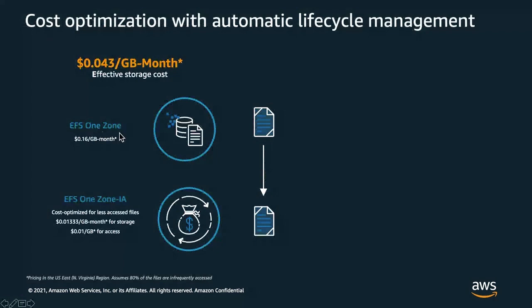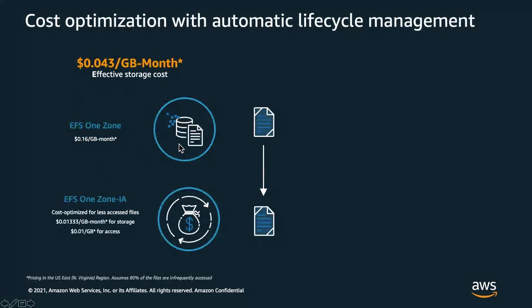So if you think about EFS One Zone, the effective cost is $43 per terabyte month, right? I'm giving you a ballpark estimate of $43 per terabyte month. And for EFS One Zone, there are two storage tiers: EFS One Zone and EFS One Zone Infrequently Accessed.